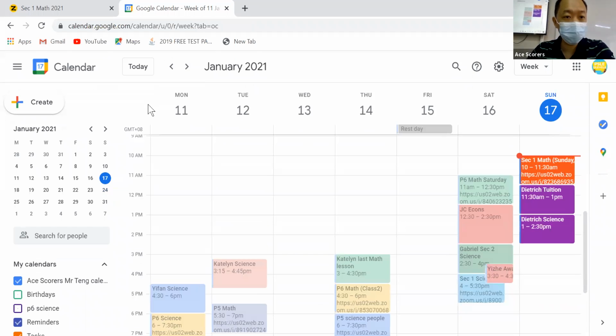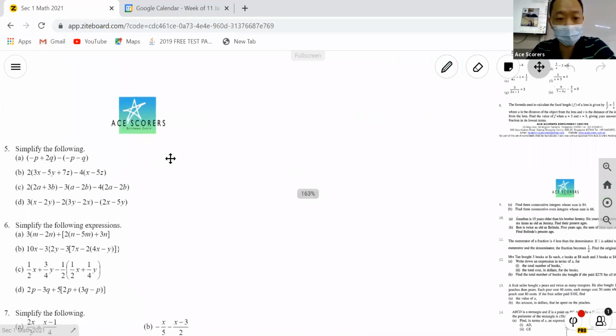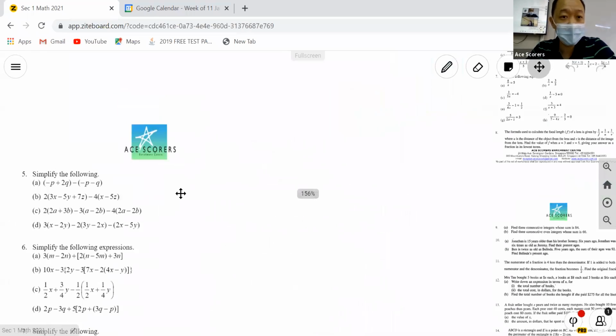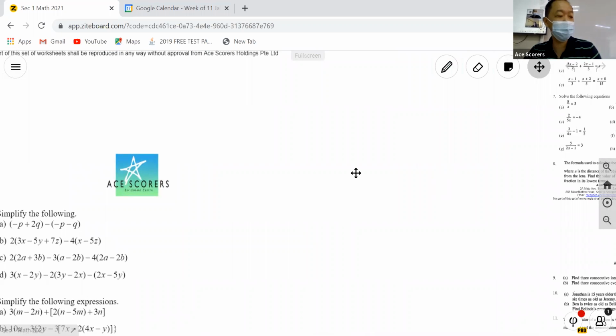Alright, so while waiting for the name, what's the name? Blossom. I think it's like a C. Celeste, yeah. While waiting for Celeste, I'm going to go through HCF LCM first. Why? Because I got a request from a previous student. He's in Ang Mo Kio Secondary School, and he's a bit blur about HCF LCM. So while waiting for Celeste to come, I'll just go through very quickly.